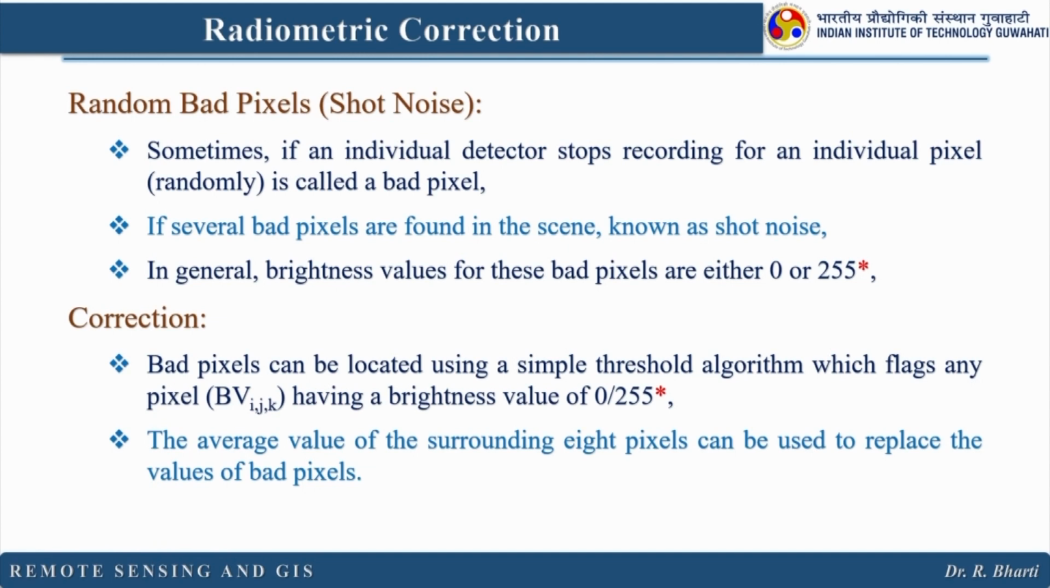And how do we correct this one? The average value of the surrounding 8 pixels can be used to replace the value of the bad pixel. So what we do, we identify those pixels which have 0 or 255 value, then the surrounding pixels can be used to calculate or estimate the average, and that bad pixel value will be replaced with the calculated average value, right? So here is one example.